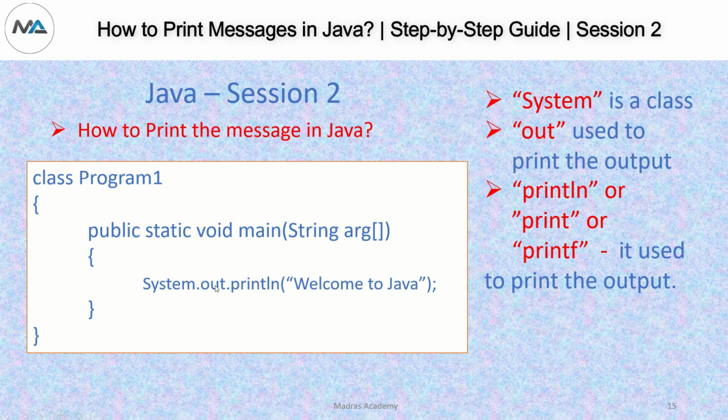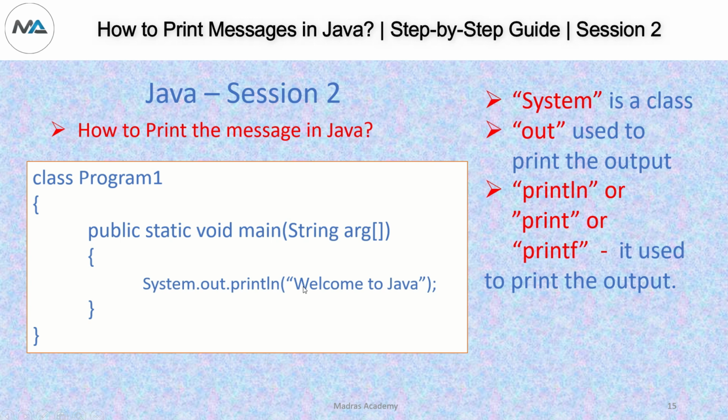Okay, so here what is system? System is a predefined class. You can consider it as a keyboard. Whatever input we are going to give using that keyboard, that input will be accepted and it will display the output. With the help of the out keyword, it will display the output. Out is used to print the output.